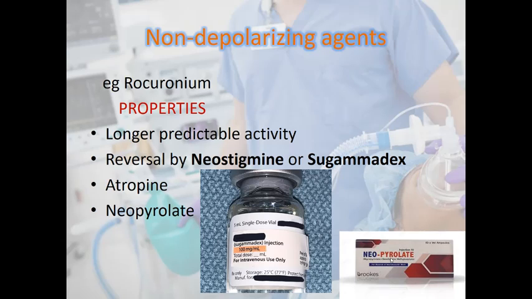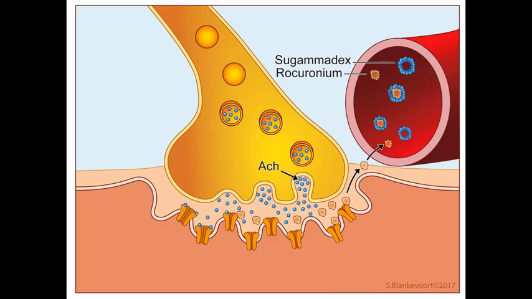Now there is another reversing agent, that is sugammadex. What happens with sugammadex? Sugammadex exerts its reversal effect by forming tight complexes with non-depolarizing agents, for example vecuronium or rocuronium. Here you can see the rocuronium, while this is the molecule of sugammadex. So this attaches to it, and when it makes a complex with rocuronium, naturally the rocuronium is not available to function at the acetylcholine receptor. Because of that, the effects are reversed.